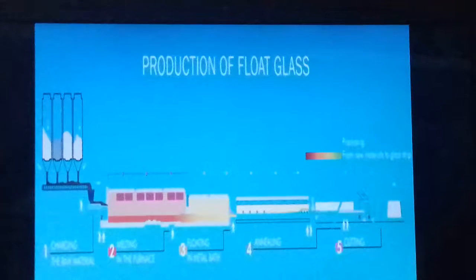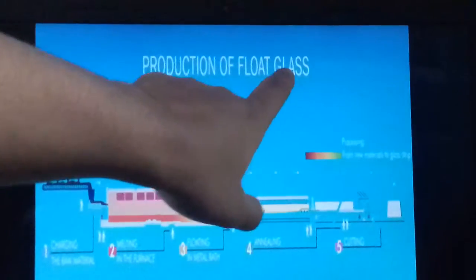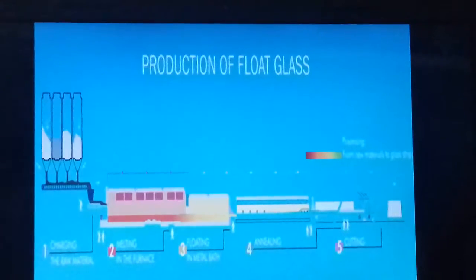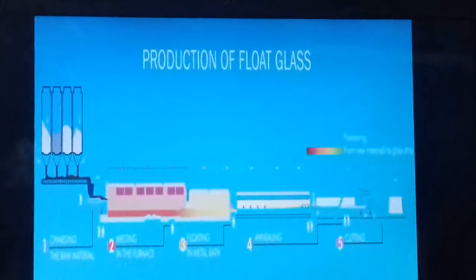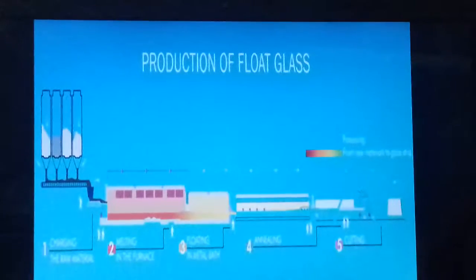It will be in the liquid form, and the molten liquid will be poured into the mold. This is the production of float glass, but there will be a mold into which the molten liquid will be poured. Then the molten liquid will be poured, and what will happen is annealing.